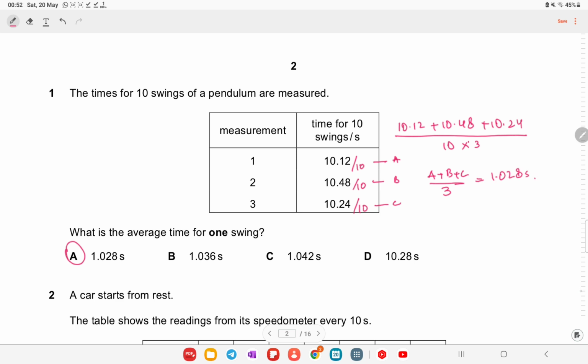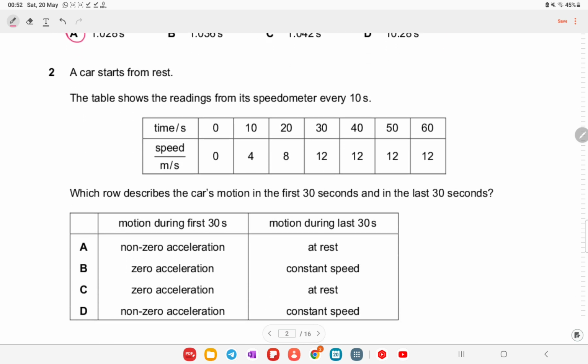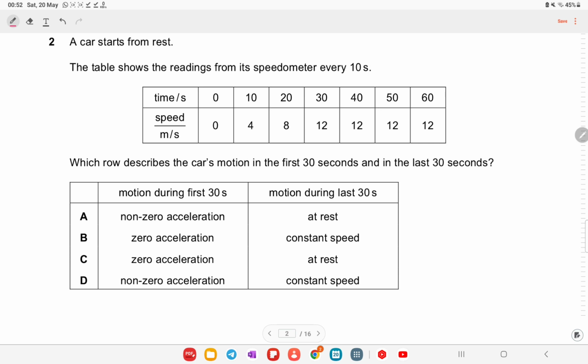Okay. Now a car starts from rest. The table shows the reading from its speedometer every 10 seconds. Which rows describe the motion in the first 30 seconds and the last 30 seconds? So the last 30 seconds is this one, and the first 30 seconds is this one, 0. So you guys can do this.